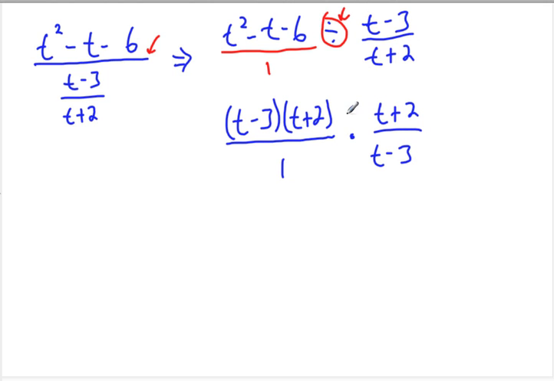We're all factored. Now we're reducing, so t minus 3 goes away, leaving us with t plus 2 times t plus 2. We can just write t plus 2 squared. We don't need the over 1, because anything divided by 1 doesn't change it, right?